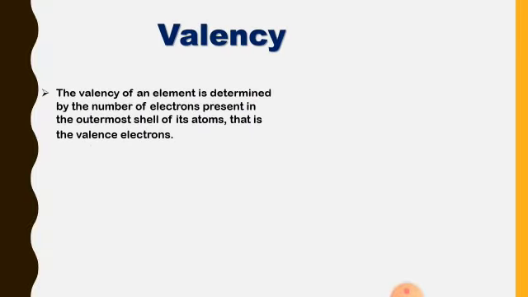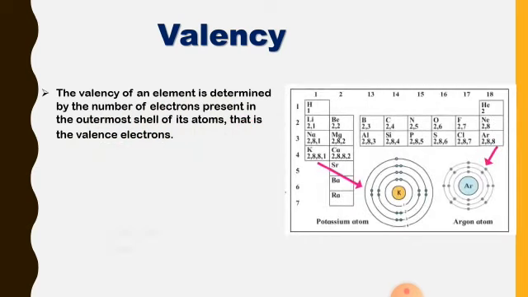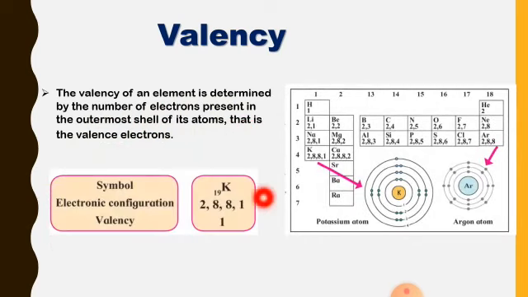What is valency? Maybe some of you know about this, what is valency. So the valency of an element is determined by the number of electrons present in the outermost shell of its atom, that is the valence electrons. Okay, so here if you can see over here, that is potassium. Where is potassium? Okay, over here. What is the electronic configuration of potassium? That is 2, 8, 8 and 1.